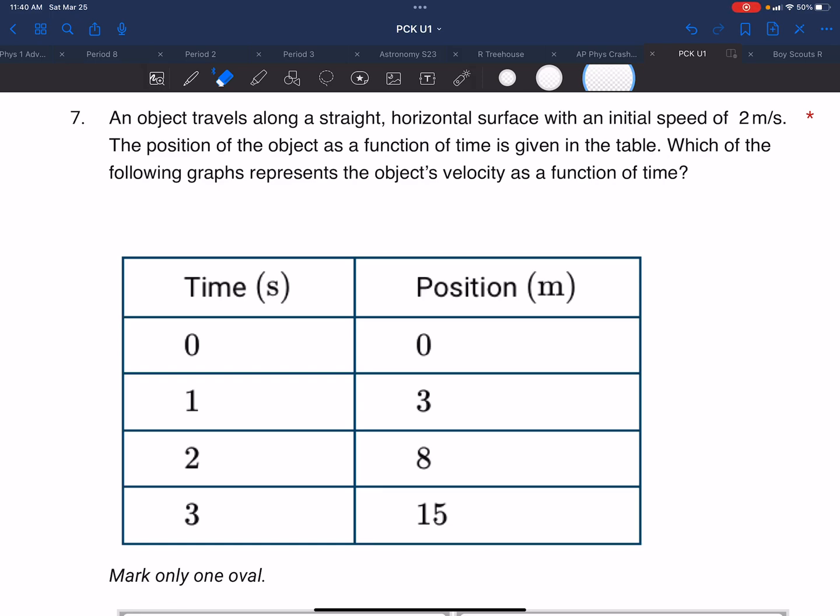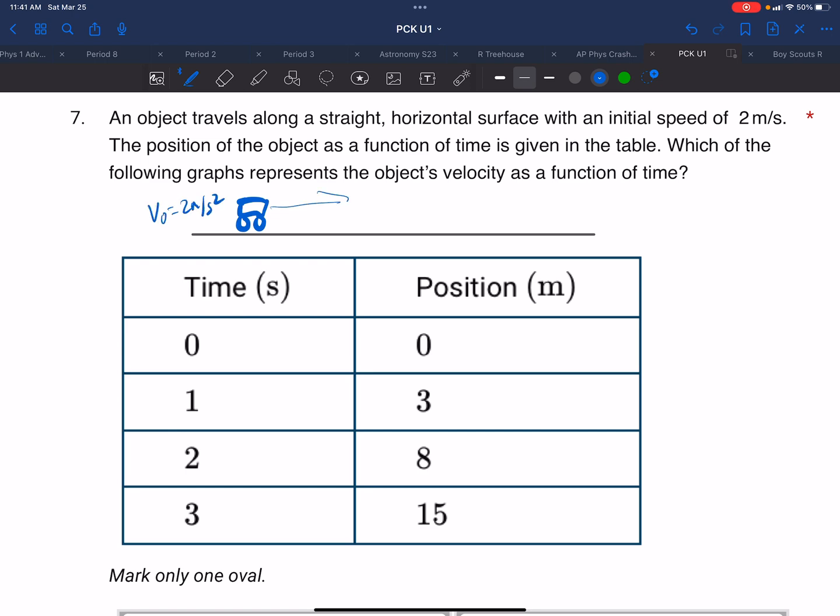Given that there is an object traveling along on a horizontal path, and we could view it as perhaps being a little cart, and we are told its initial velocity is 2 meters per second. So v0 equals 2 meters per second. And we're given its position over time. And then we're asked to evaluate the graph of its velocity as a function of time. Well, what we might employ then is our average velocity formula, which is delta x over delta t.